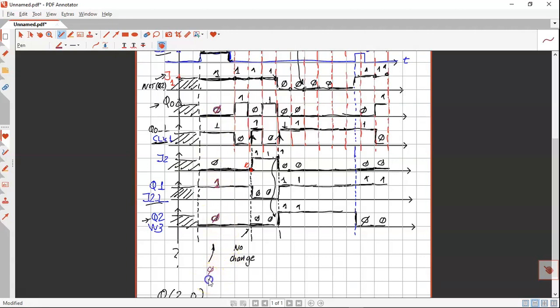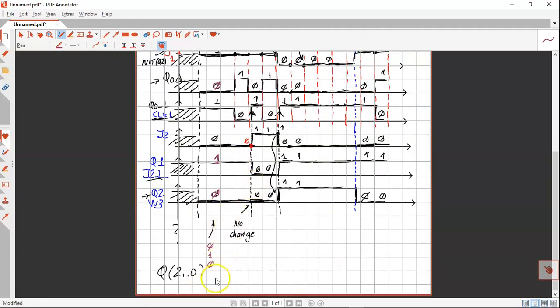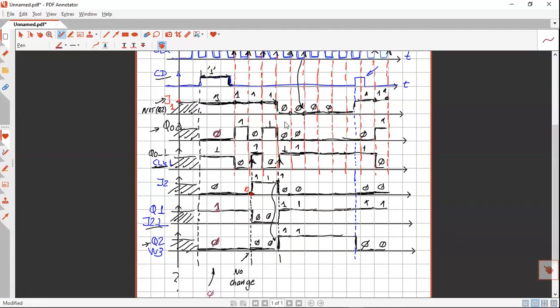Q2, 0, 1, 0, I guess. So while the system is in reset state, you have the 2. Then what? Well, there is this first change here, you see?